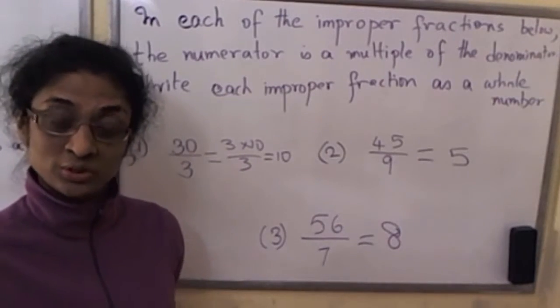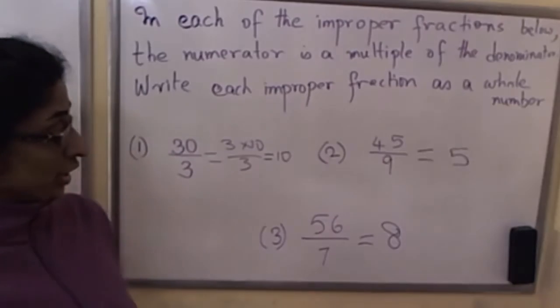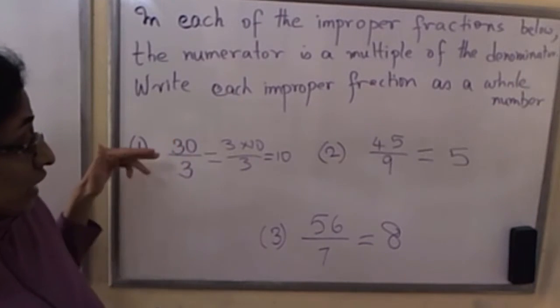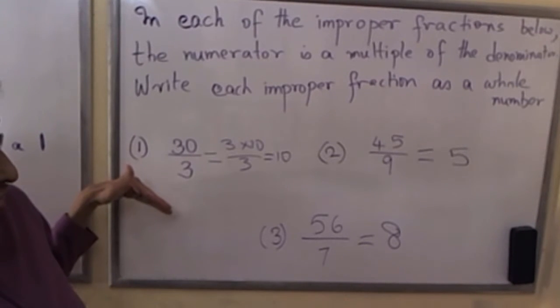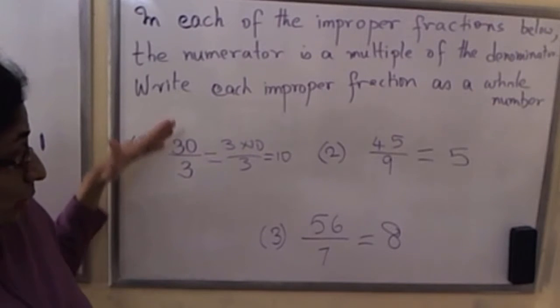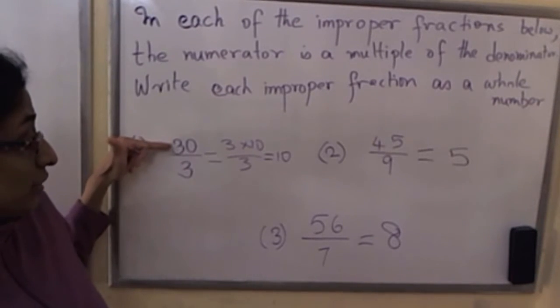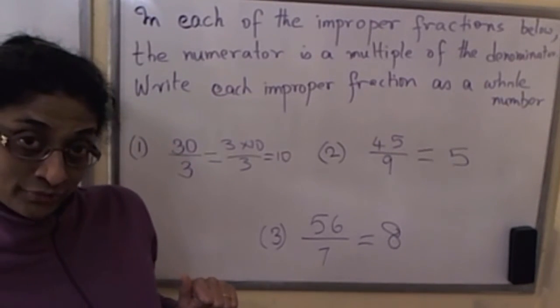So that's how we can convert this special type of improper fractions into whole numbers. These improper fractions were chosen so that the numerator is in fact a multiple of the denominator.